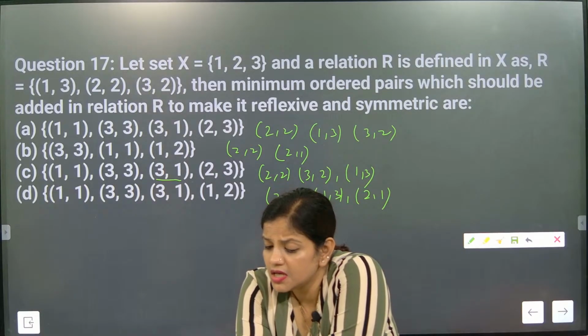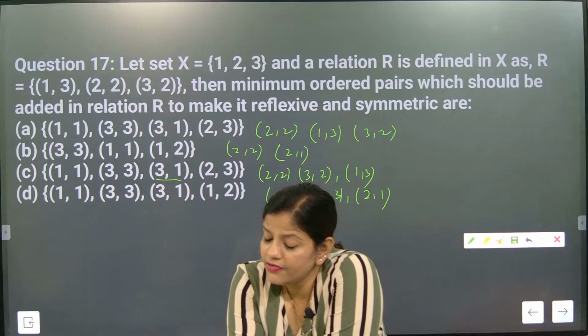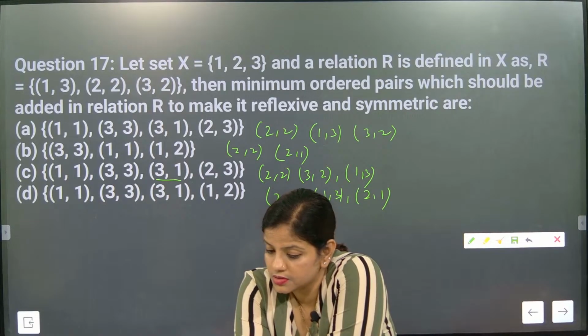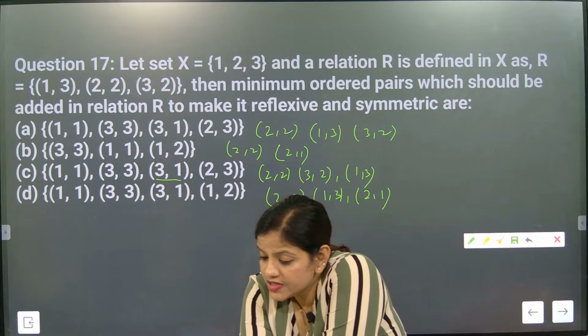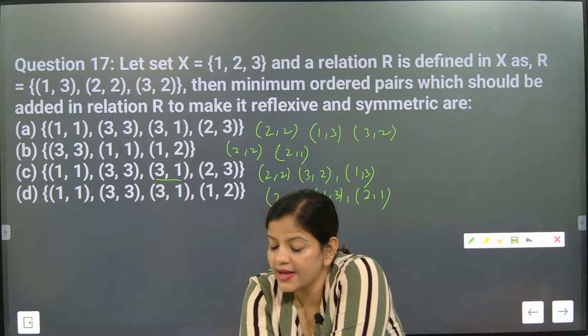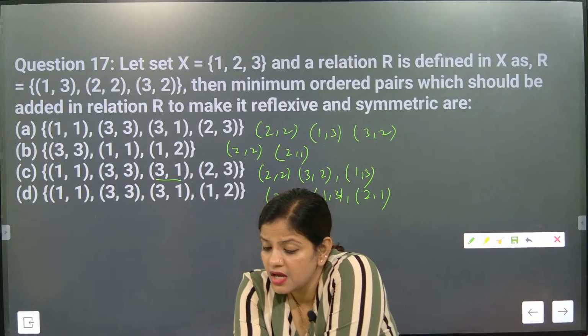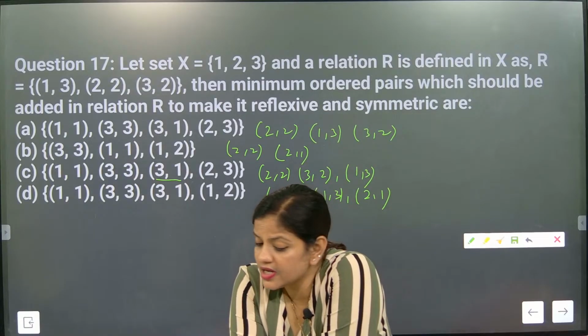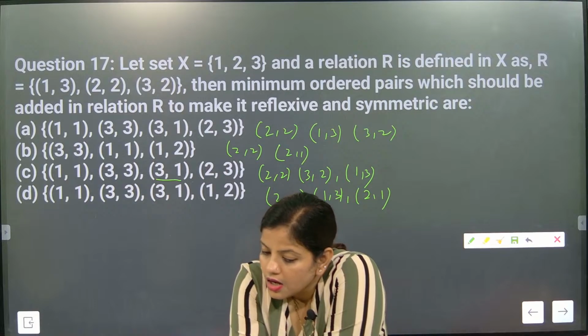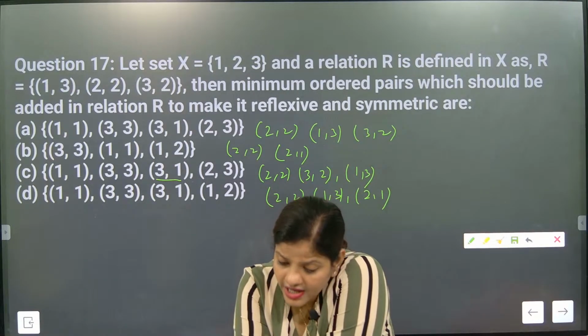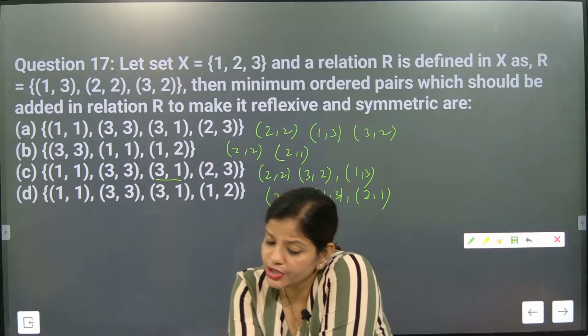Minimum reflexive. You need to make it reflexive and symmetric both. Here (1,1) and (3,3) are there, and I added (2,2), so it will become reflexive. After that (3,1) is there, so (1,3) I have to add. (2,3) is there, so (3,2) I have to add.